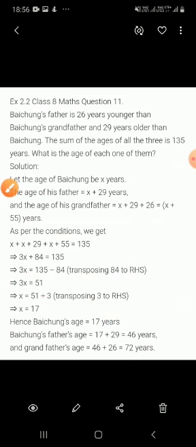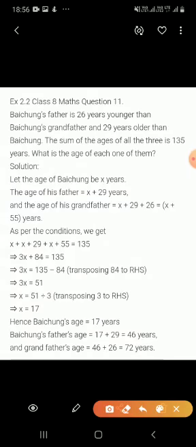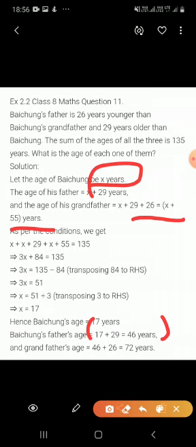Means Baichung's age will be 17 because it is equal to x. Father's age will be x plus 29. So 17 plus 29, that is 46. Grandfather's age we have assumed is x plus 55. So it will be 17 plus 55, you can do it, or you can also do father's age plus 26, that is 72. By any method you can find it out. So by this, the question is over.